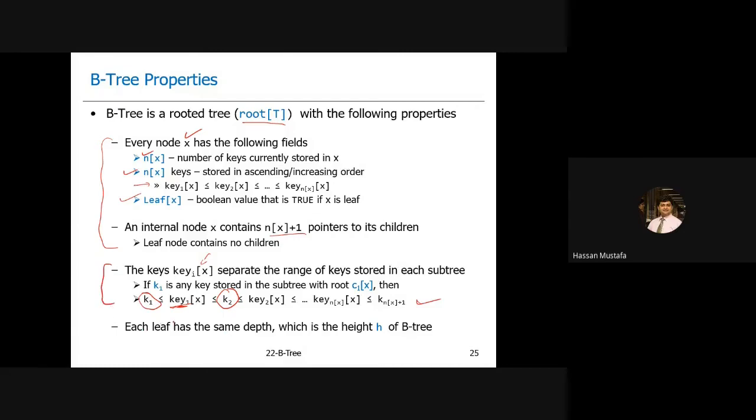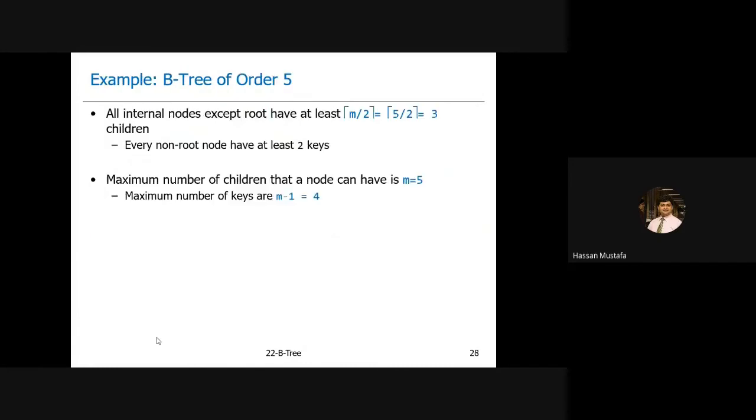So this property is related to the search tree structure. And then each leaf node has the same depth, which is h, the height of the B tree. That is what the algorithms would do, but this is the property that we should keep in mind. And then all internal nodes except the root node have at least m by 2 children and m by 2 minus 1 keys. And the maximum number of children is m, and keys is m minus 1. So these are the properties of a B tree.